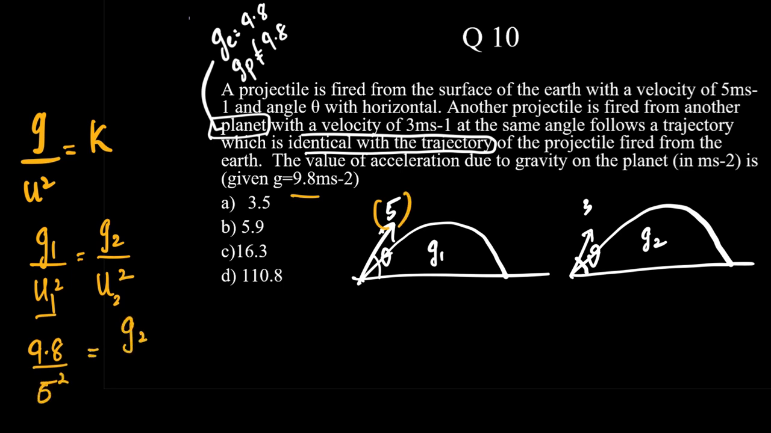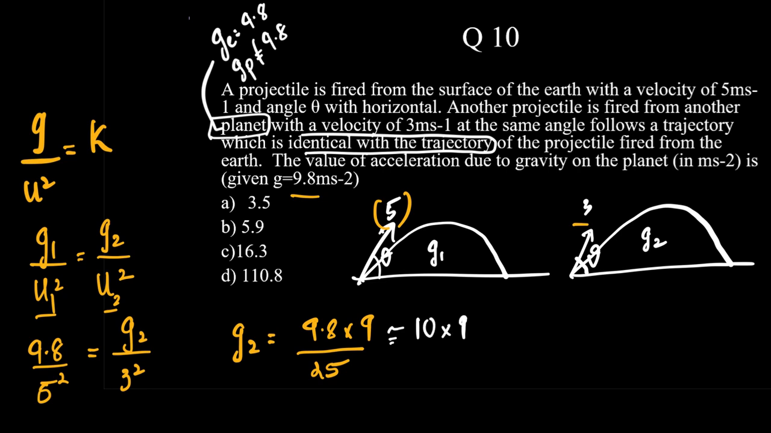what is g2? That is what we need to find out, g2. What is u2? It is 3 square. So what is g2 equal to? g2 is equal to 9.8 into 3 square, which is 9, upon 25. For the ease of calculation, I'm going to consider 9.8 roughly equal to 10. Okay, so we get 10 into 9 by 25. 5 5s are 25, 5 2s are 10. So this is 18 by 5, 5 3s are 15, 18 minus 15 is 3, 30 is 3.6, close to 3.6. Is there an option?